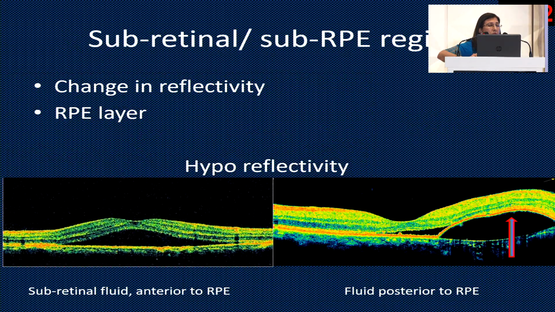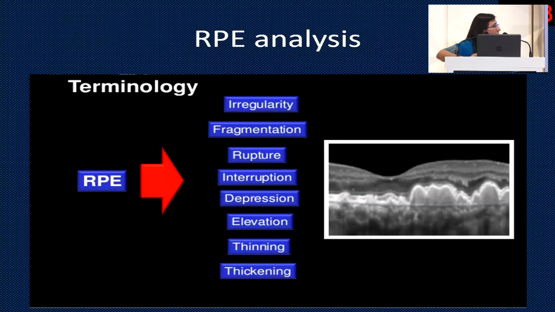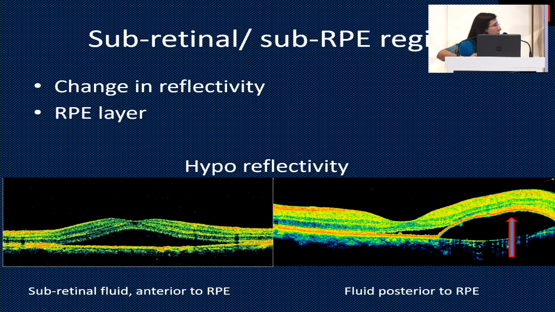Finally, coming to the subretinal and the sub-RPE region. Here, hyperreflectivity again is very important, but in correlation to the RPE layer. Is the fluid above the RPE layer or below? If it is above the RPE layer, then it is subretinal fluid. And if it is below the RPE layer, then it is a PED or a pigment epithelial detachment. It's very important to differentiate because the management of both is very different.